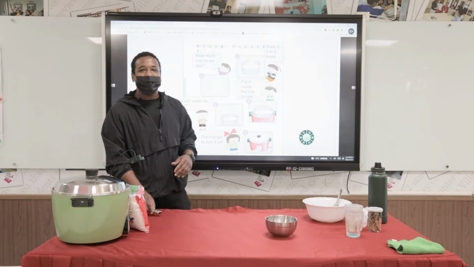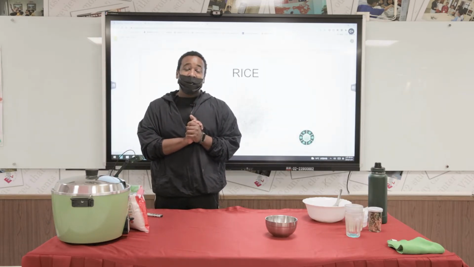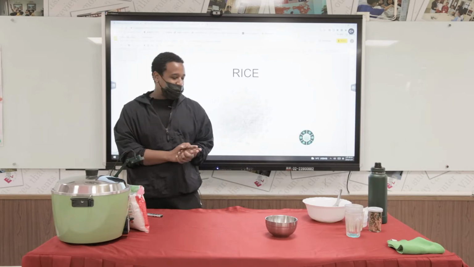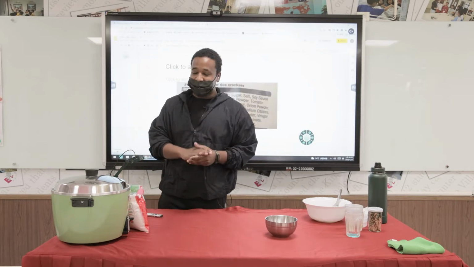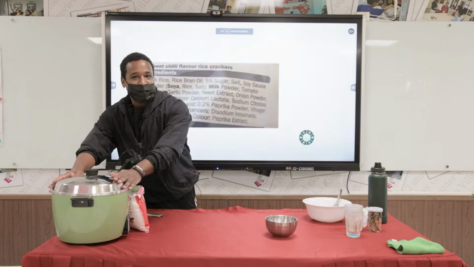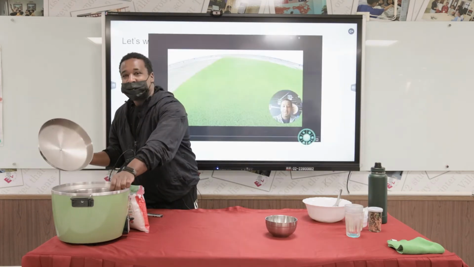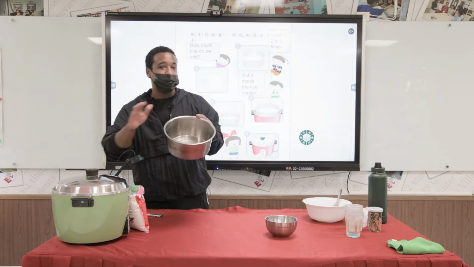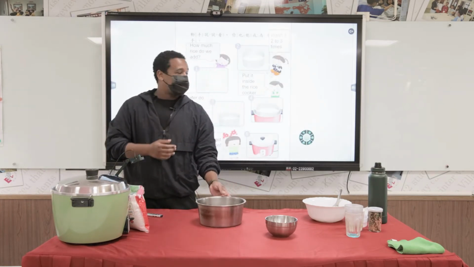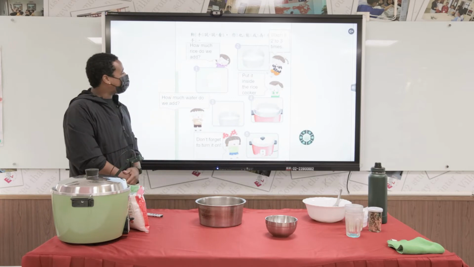Wow, very cool. Now that we've learned where rice comes from, let's make some rice. So to make our rice today, we'll need a few things. The first thing over here is a rice cooker. The second thing we will need is a pot to cook the rice in. Let's go over the directions to make the rice.